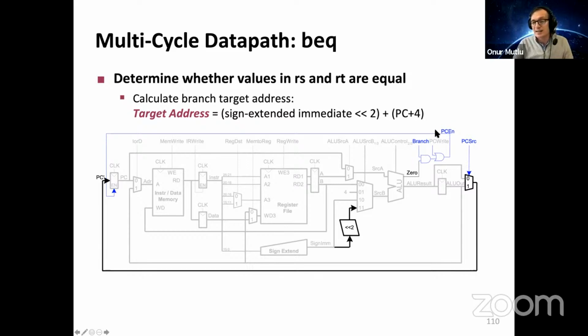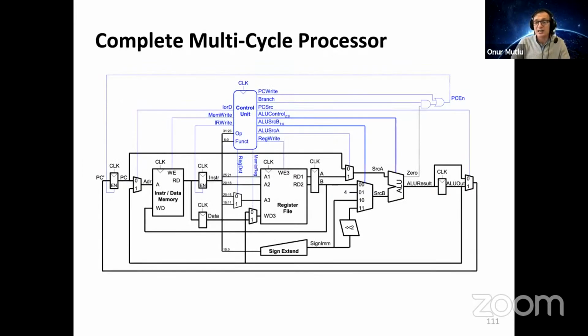But basically, the control signals are also very similar to a single cycle, give or take some that you need to add for the design point that we're trying to create over here. And this is our complete multi-cycle processor. As you can see, it's very similar to the single cycle, except we have these intermediate registers, right?